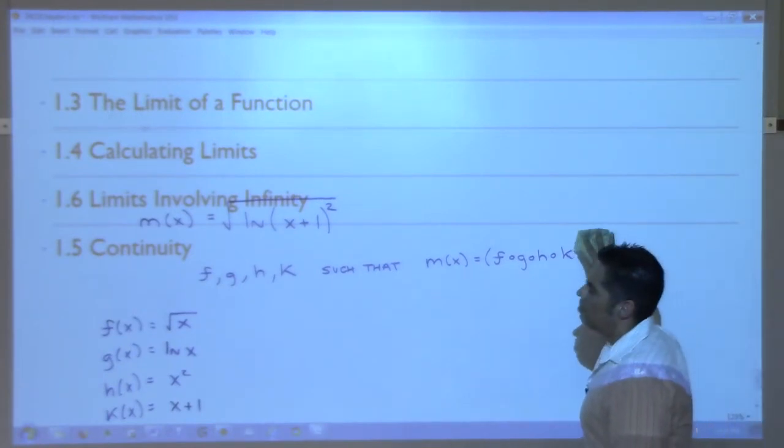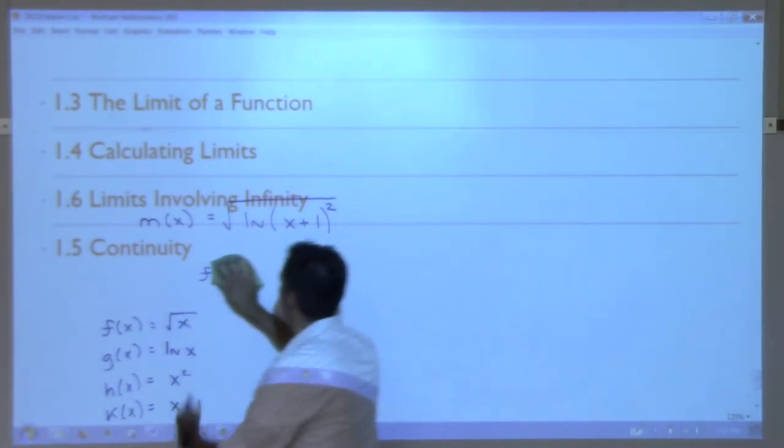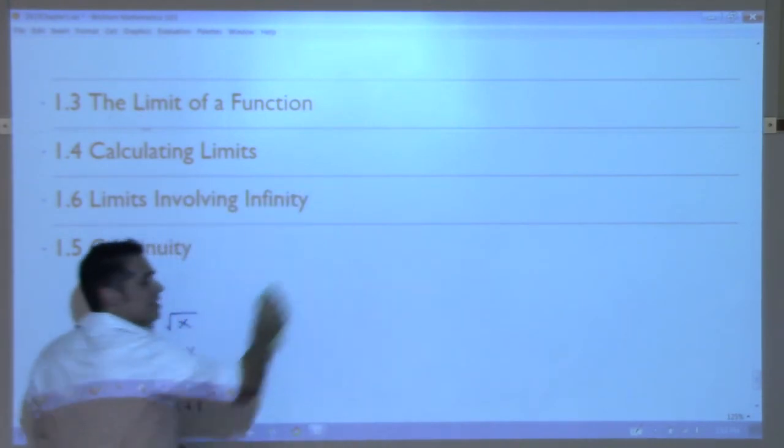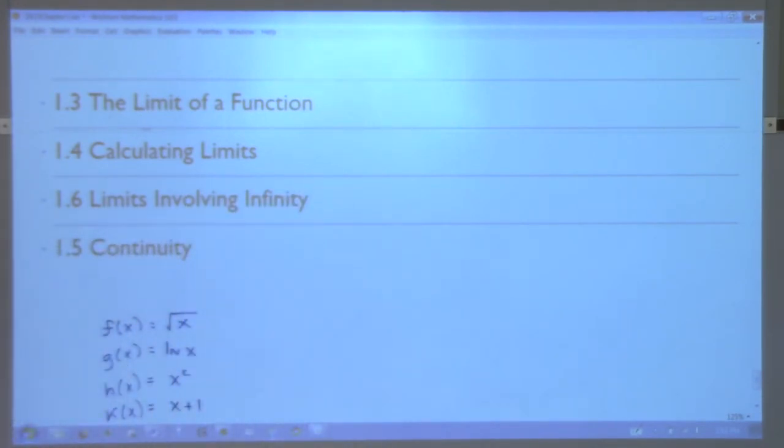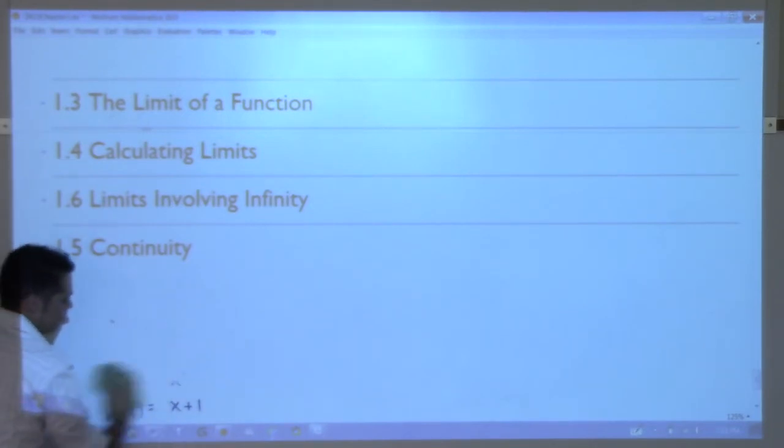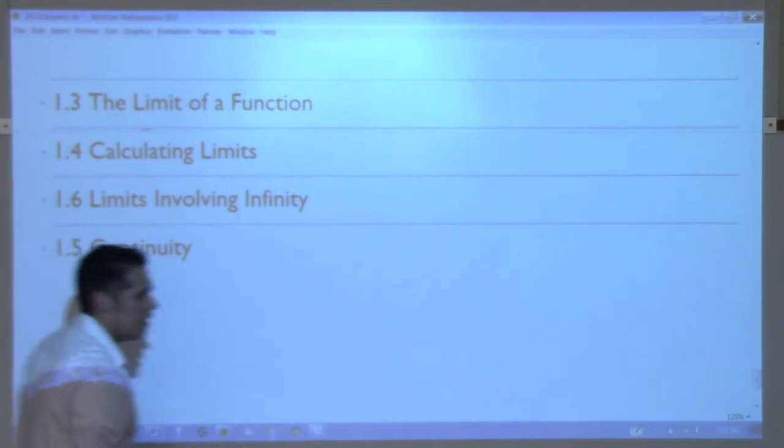Now, I told you that 1.2 was supposed to be review. What we just did is not review. I don't think anyone did decompositions of functions in college algebra or pre-cal. We will get more practice.